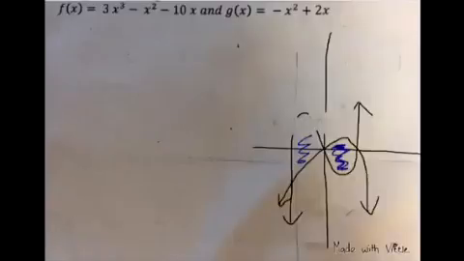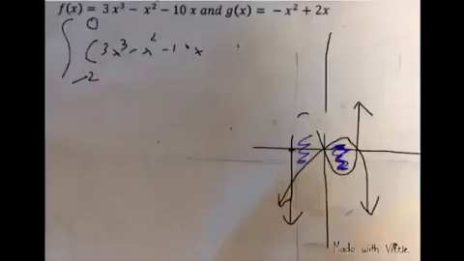So our first one is going to be from -2 to 0, because that's approximately where this is. And that's going to be 3x cubed minus x squared minus 10x, because that is the top curve.